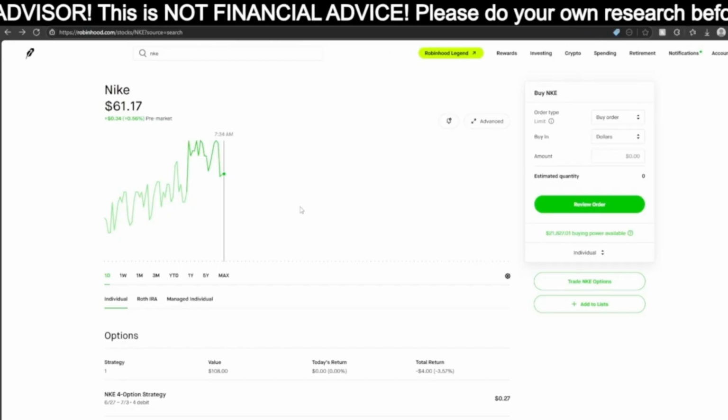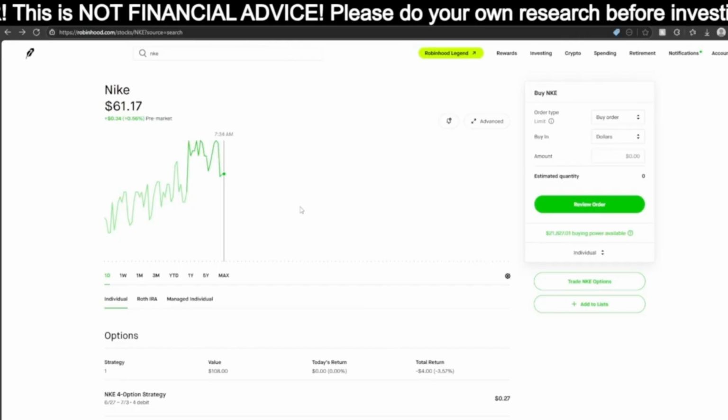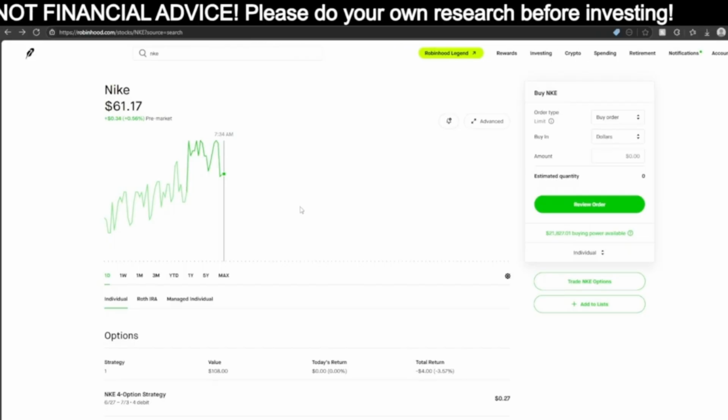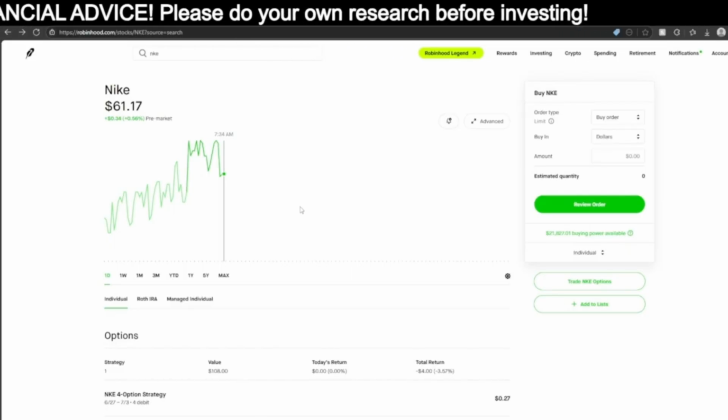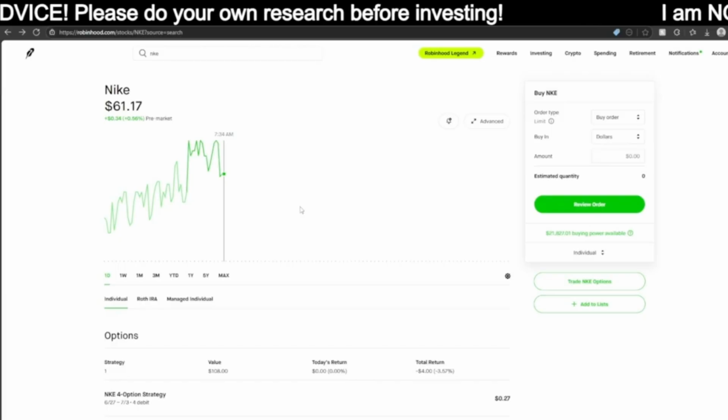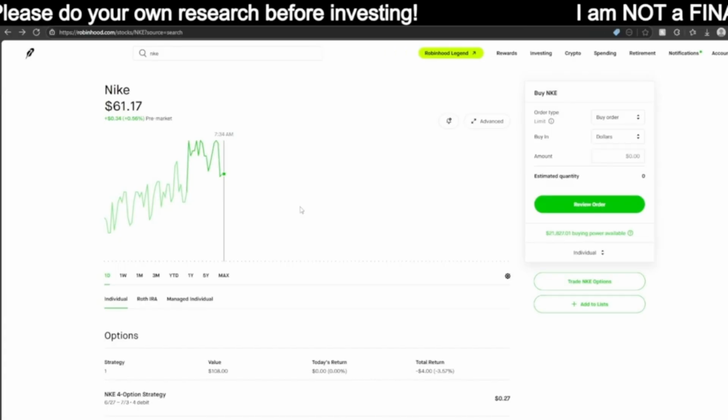Straddles and strangles to me are very useful for earnings, because earnings either gives you some forward guidance that makes you more optimistic and the market could pump the stock, or it could come in awful and it could dump the stock. And what straddles and strangles do is they focus on either direction here. So let's take a look here.